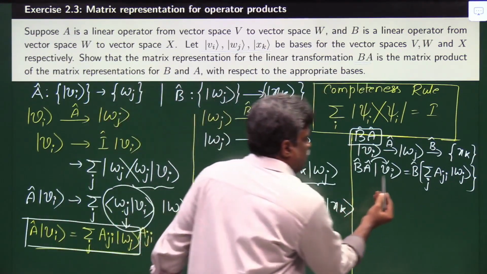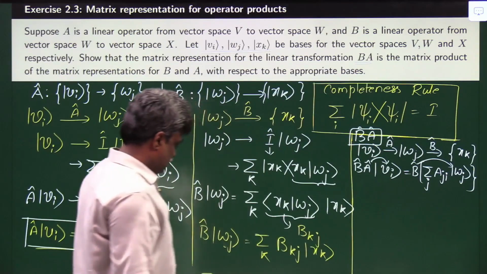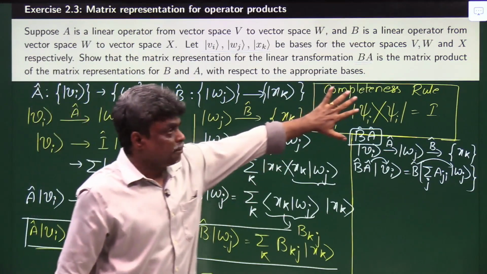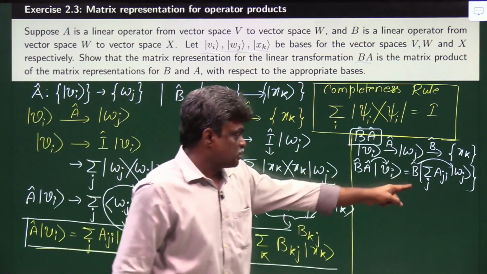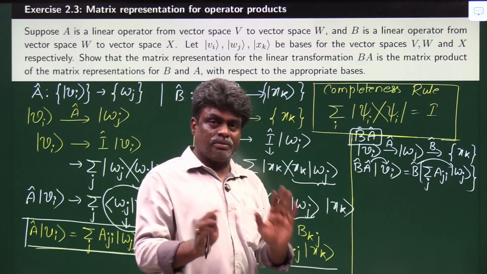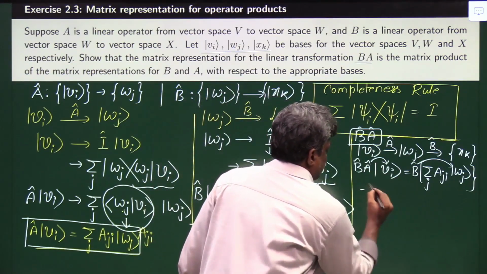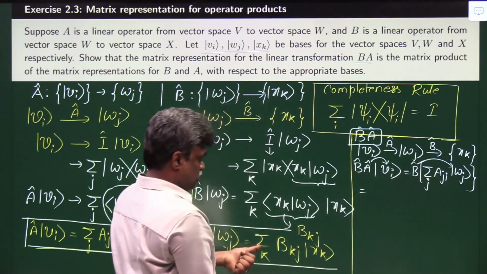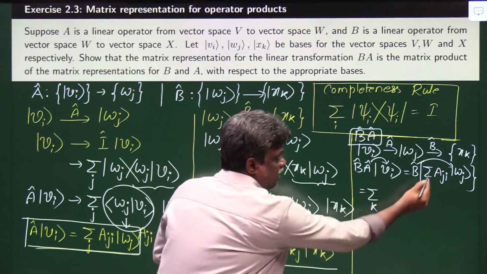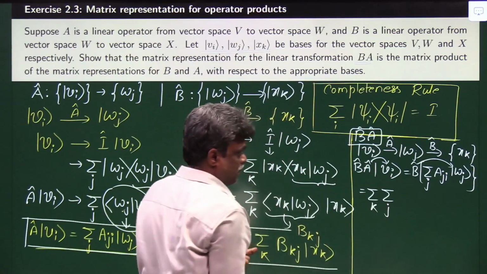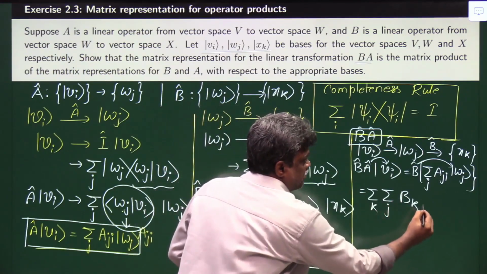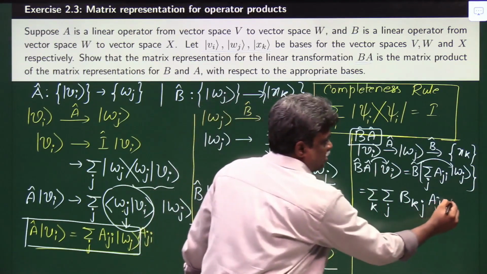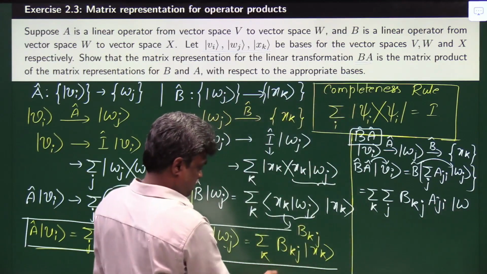Now, next B is operating on Wj. That we have already represented by using this completeness rule. Now take this and substitute there. But remember, don't change the order of that B and A. So keep that A_ji as it is. Now here B is going to operate on Wj. So that is summation over k, and that summation I am writing outside here. And this is b_kj, and that A_ji, please don't interchange those positions, and this is xk.